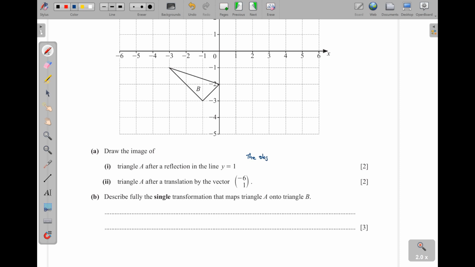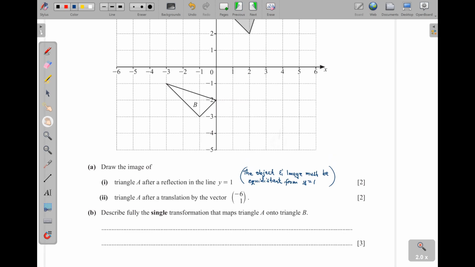The object and image must be equidistant. Must be of equal distance from the middle line, from the middle line, y is equal to 1.